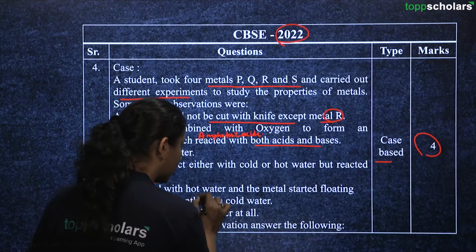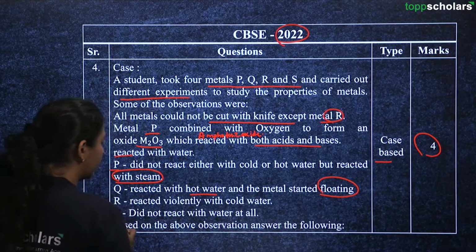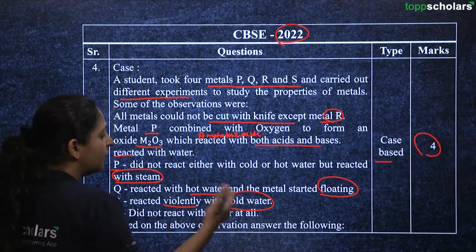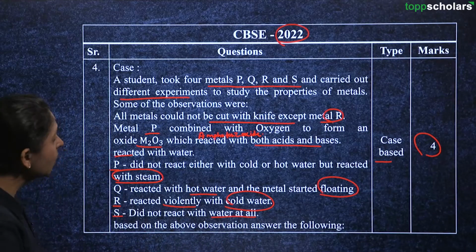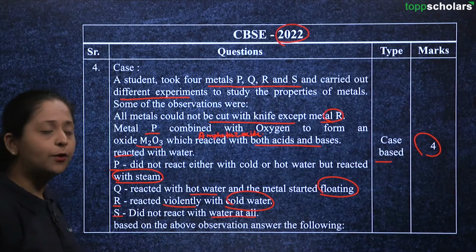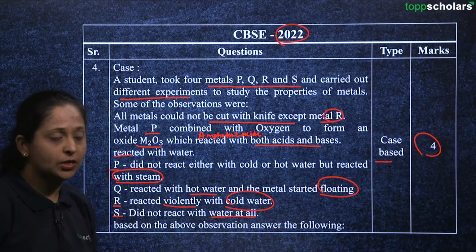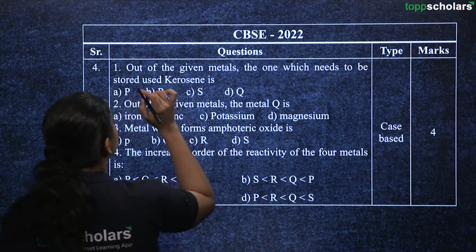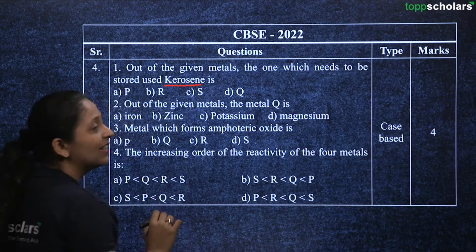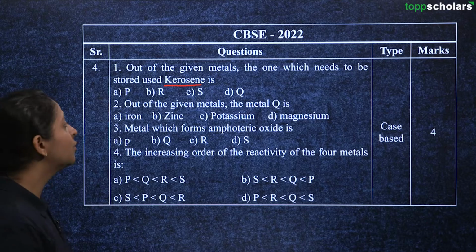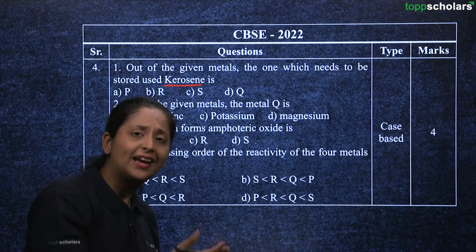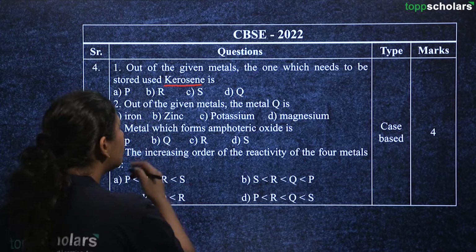Q reacted with hot water and the metal started floating. R reacted violently with cold water and S did not react with water at all. So the student was studying all of these four metals and these were all the observations which he made. And whatever observations you have, you have to answer accordingly. So out of the given metals, the one metal which needs to be stored using kerosene. Such a simple question, we know which metal needs to be stored using kerosene. These metals which you are storing in kerosene cannot come in contact with air or moisture or any kind of water. That's why you store it in kerosene.